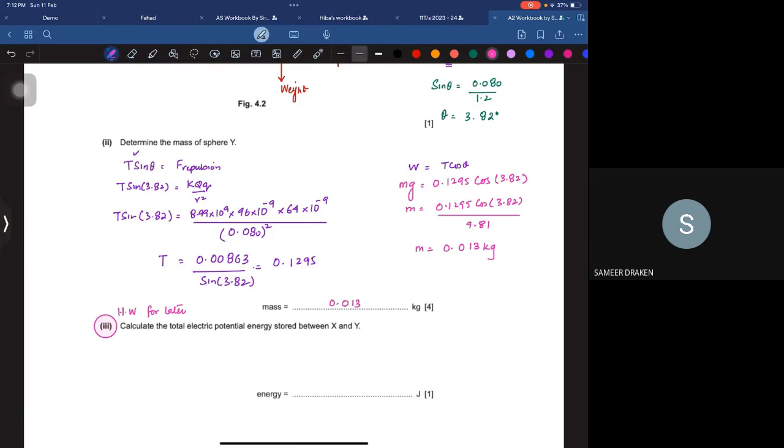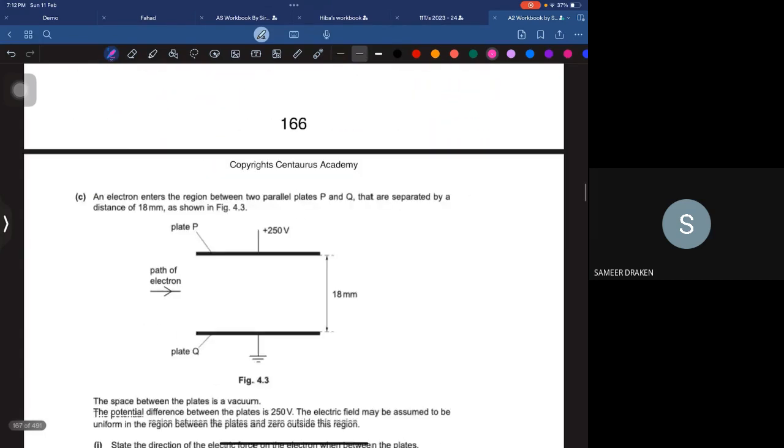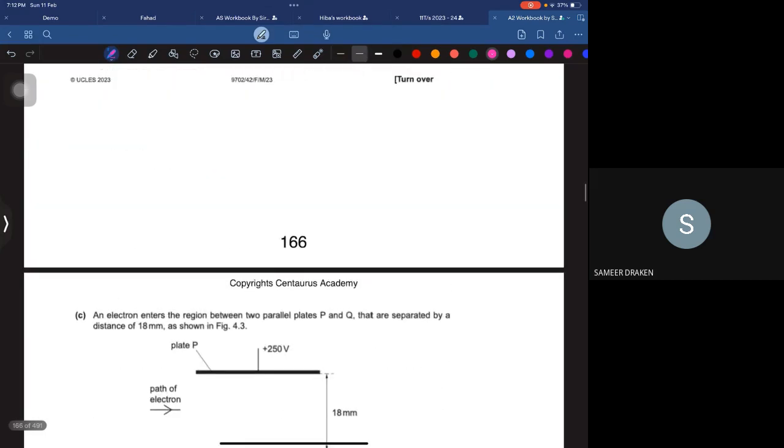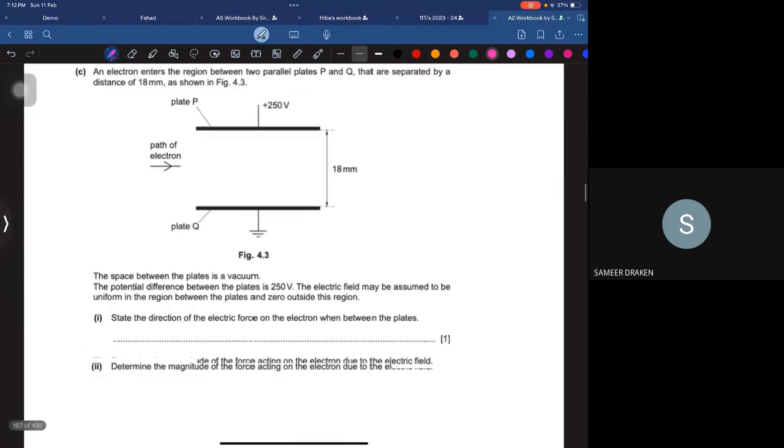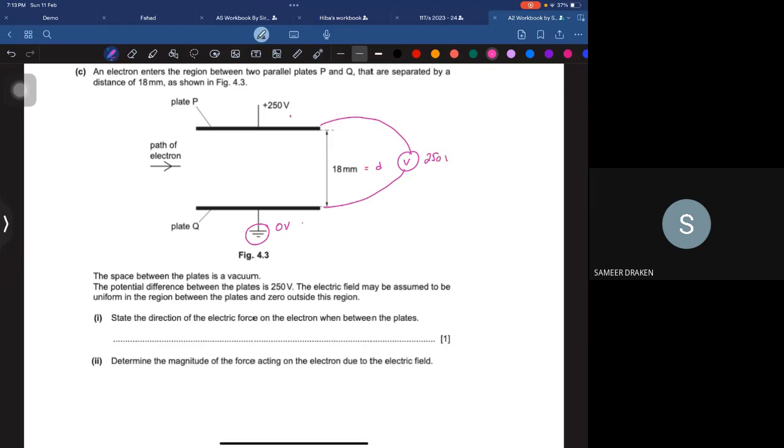All right, kids. Then the next part is about uniform electric field. So let's check it out now. In this one, it says an electron enters the region between two parallel plates P and Q that are separated by a distance of 18. This is clearly D, and we have to find the potential difference across these two plates. This is Earth. Earth is always at 0. So 250 minus 0 is going to be 250 volts here.